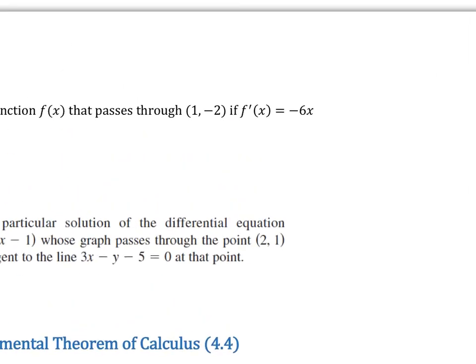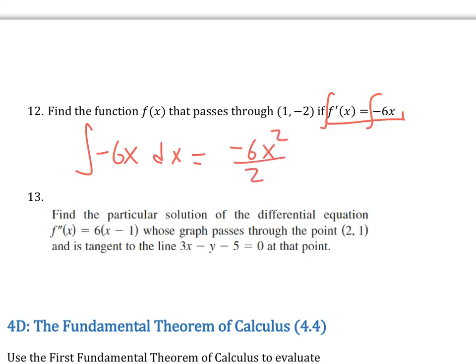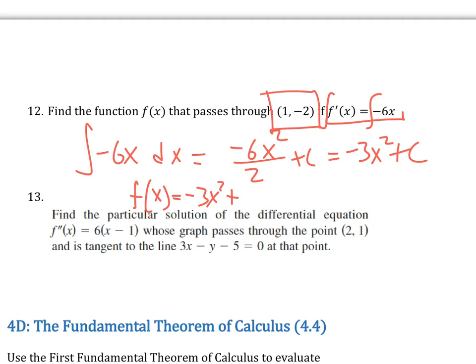Now we've got a differential equation, an equation with a derivative in it, or a differential as we call it. And this is f prime here. So we want the integral of this. We're going to integrate both sides. The integral of negative 6x dx is going to give us negative 6x squared over 2 plus c, which is negative 3x squared plus c. And we're told that this, which is y, or f of x, is negative 3x squared plus c.